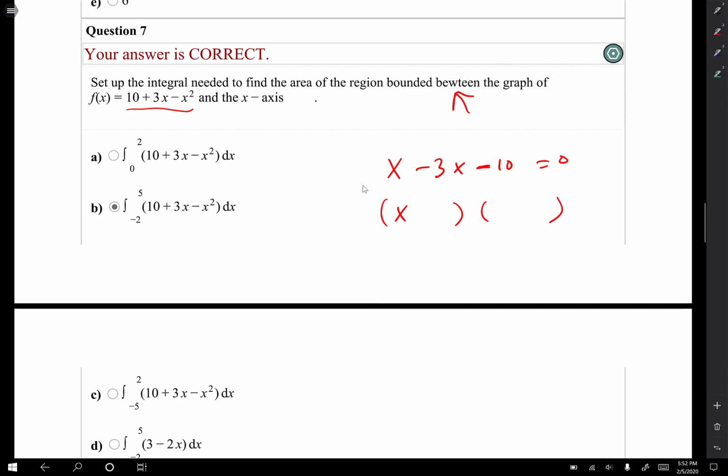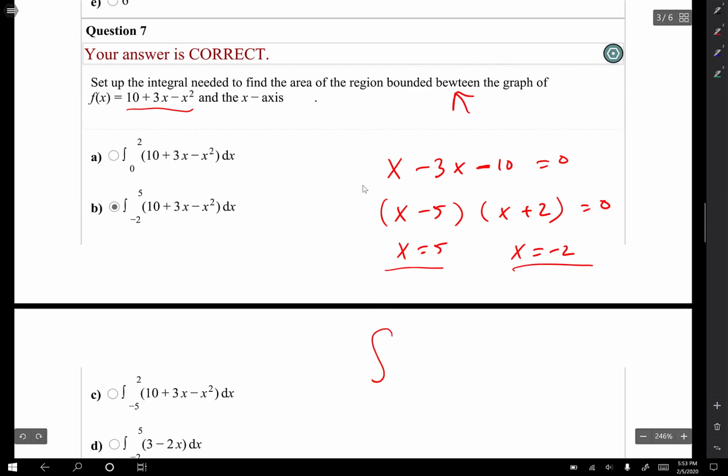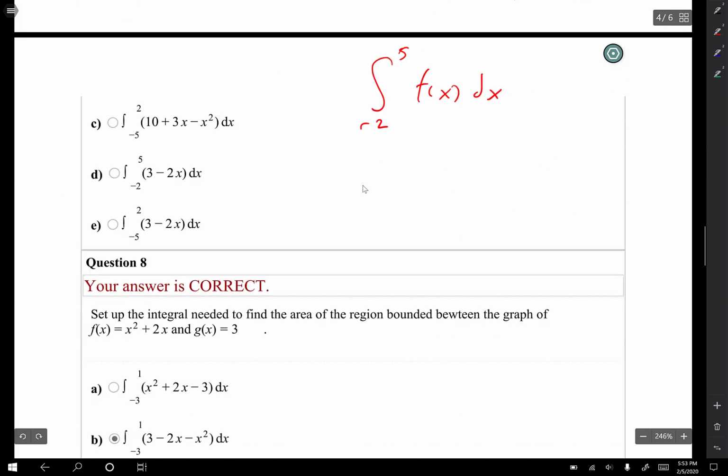Okay, now we're good. Two numbers that multiply to give you negative 10, but add up to a negative 3. So (x - 5)(x + 2). And if I set that equal to 0, I get 5 and I get negative 2. So 5 and negative 2 are my limits. So for the integral, my lower limit is negative 2, my upper limit is 5, and then the function is already given. So there it is. All right, let's go to the next one.